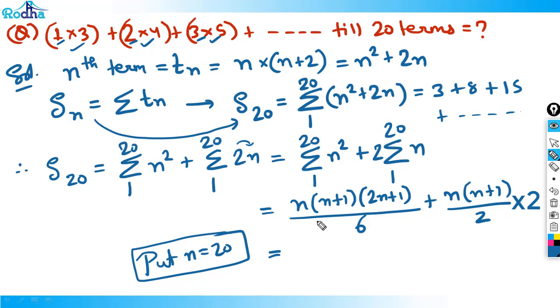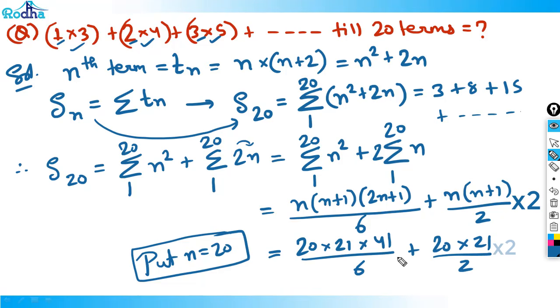Okay. So n into n plus 1 into 2n plus 1 by 6, put n as 20: 20 into 21 into 41 by 6, plus 20 into 21 by 2. Okay, you can solve it, and I'll get the answer. Fine. This is how we can observe the nth term, right? We can observe the nth term. Okay.